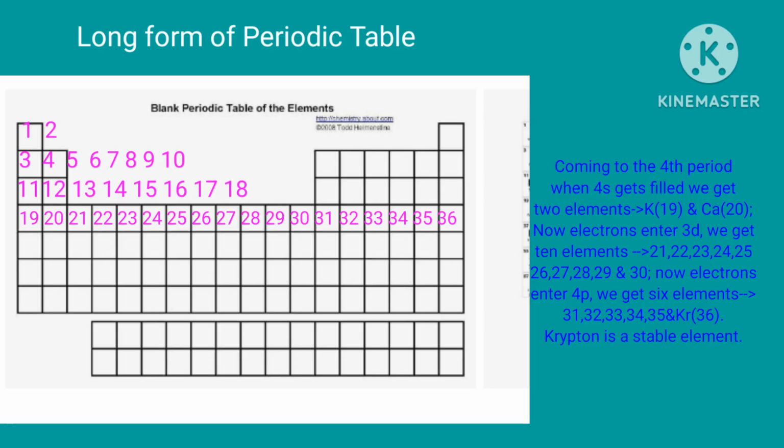They are the elements with atomic numbers 21, 22, 23, 24, 25, 26, 27, 28, 29 and 30. Now electrons shift to the 4p orbital, where place for 6 electrons is available. So we get 6 elements, that is 31, 32, 33, 34, 35 and krypton 36. Krypton is a stable element.